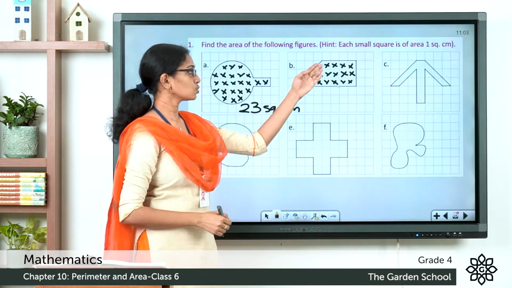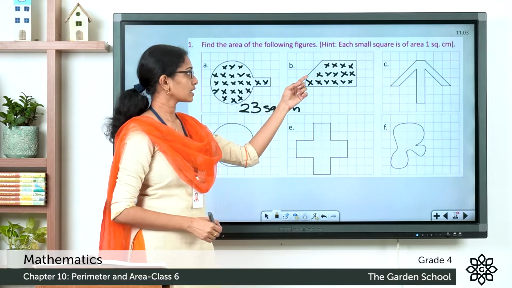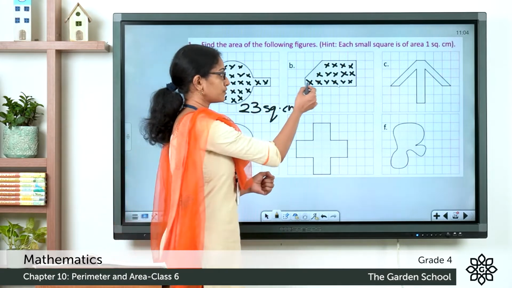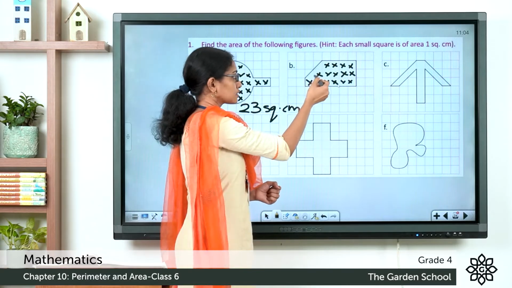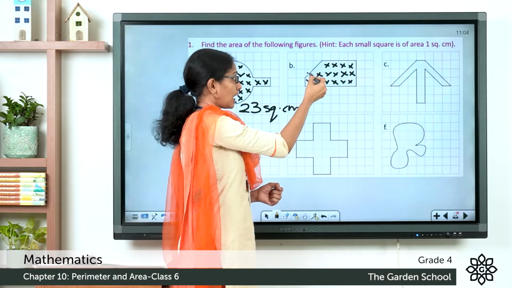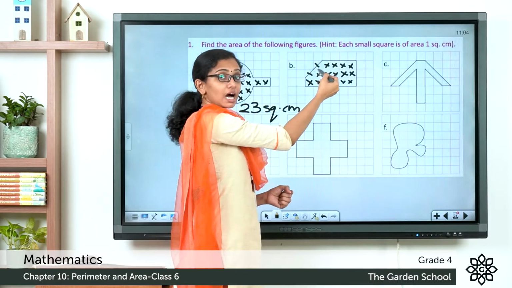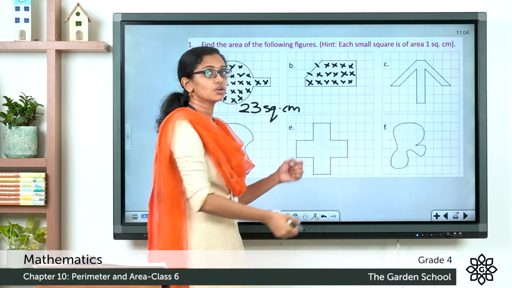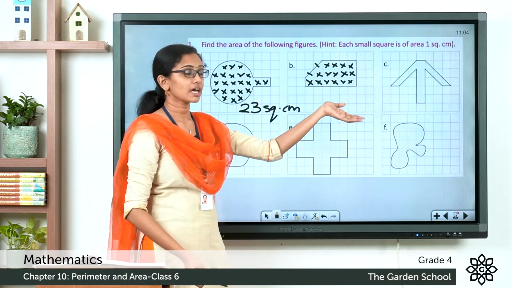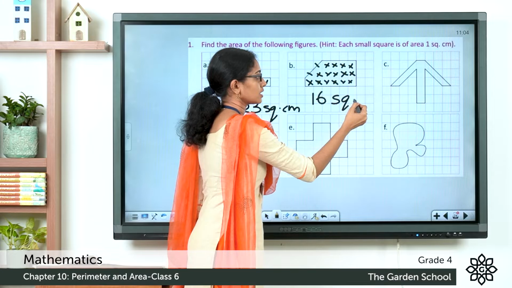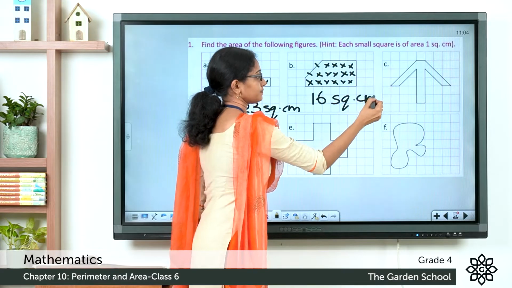And we can see two half squares. So half here, so that would make 1. So 15 full squares plus a half square here, that would be 15 and a half. Then here one more half. So that would be 15 and a half plus half, that is 16. So this figure has an area of 16 square centimeter.